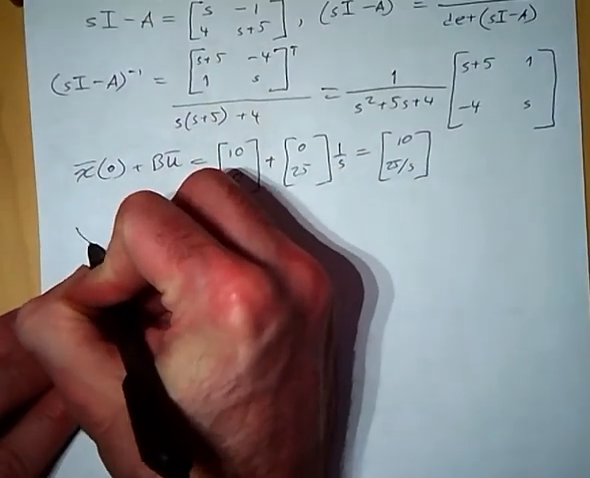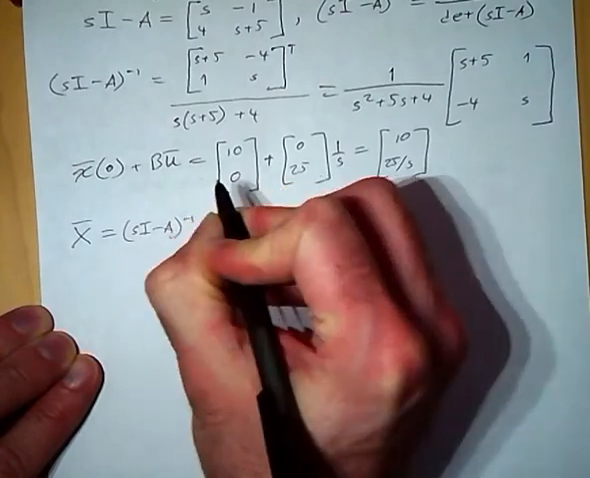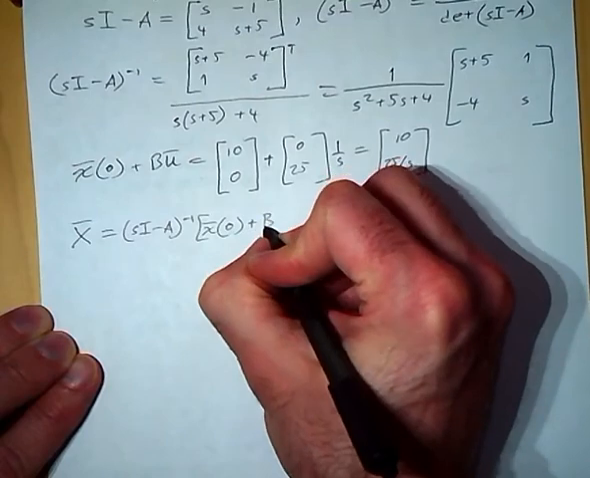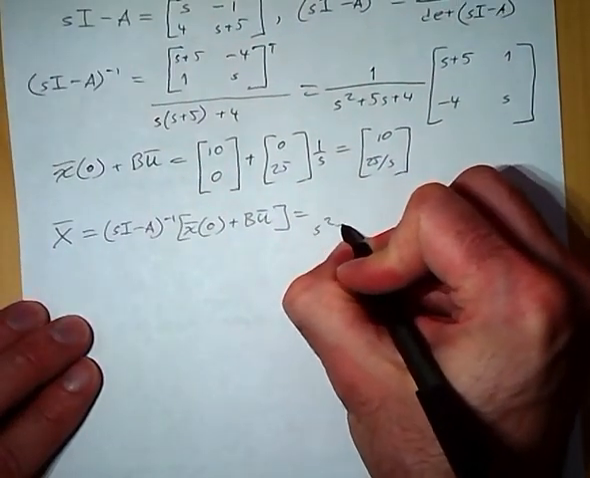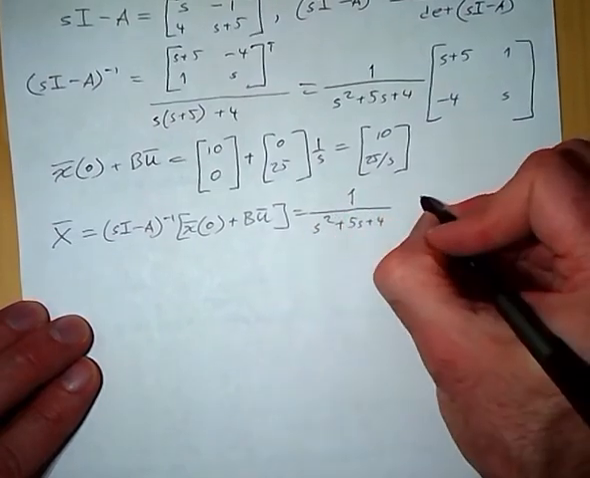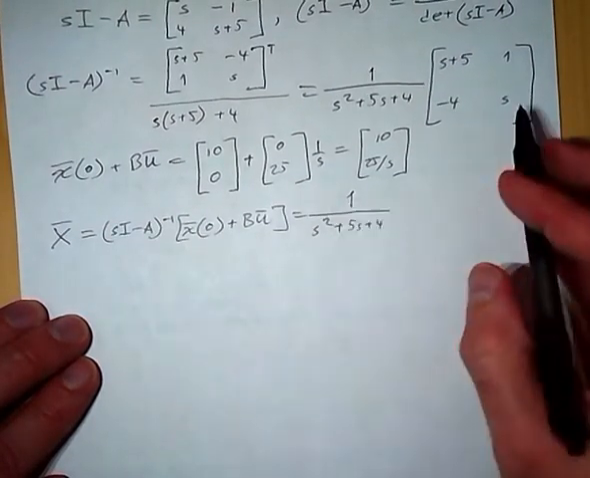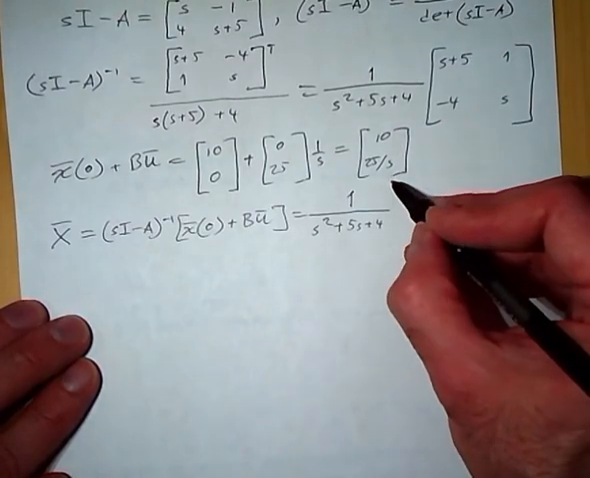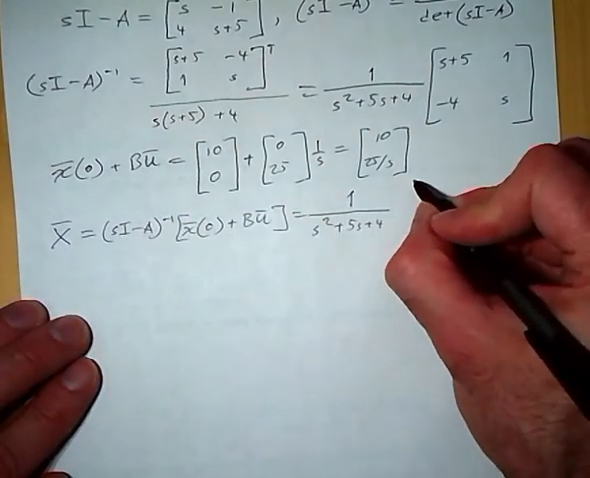So let's write that again. The Laplace transform of the state vector is (sI minus A) inverse times (x0 plus B times U), and that is going to be 1 over the determinant of that thing, times, so now we need to multiply this matrix times this. So we end up with a 2 by 1 matrix, which is the dimension of our state vector.